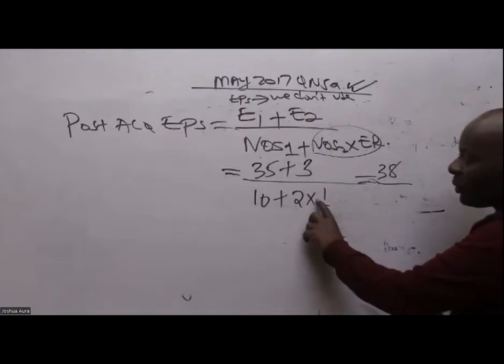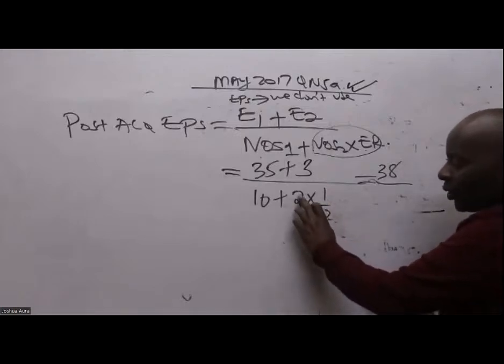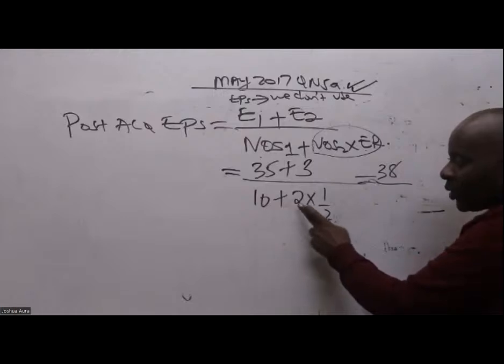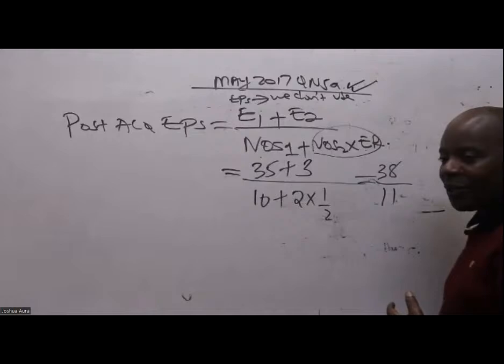So in this case, first of all, I'm supposed to multiply, so this is 2 times a half, which is 1. So 10 plus 1 is 11.